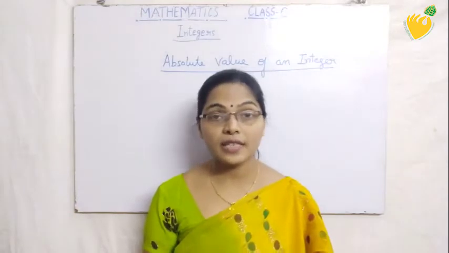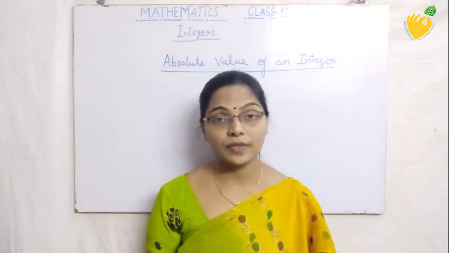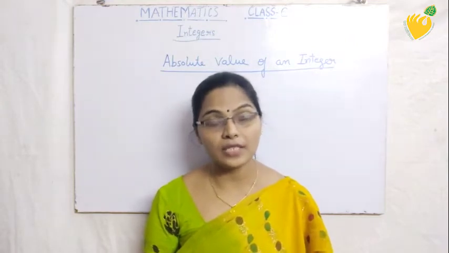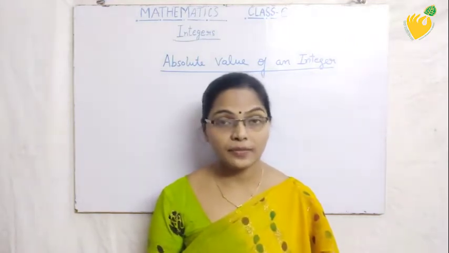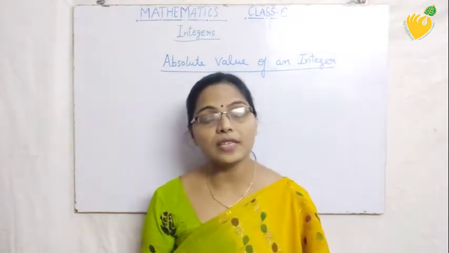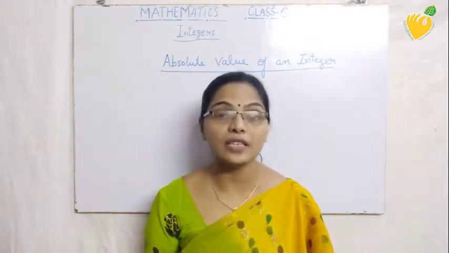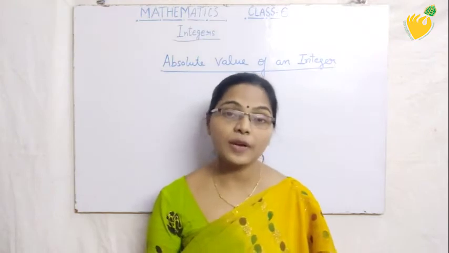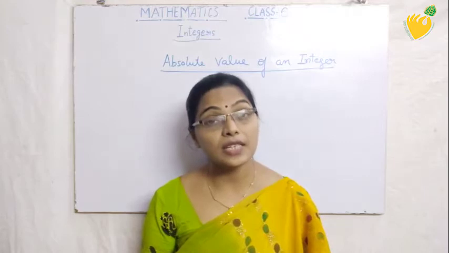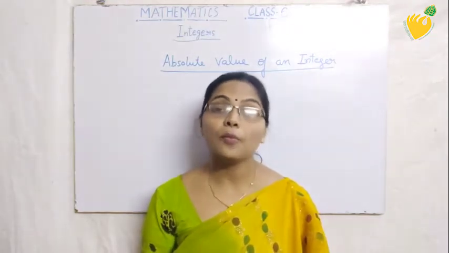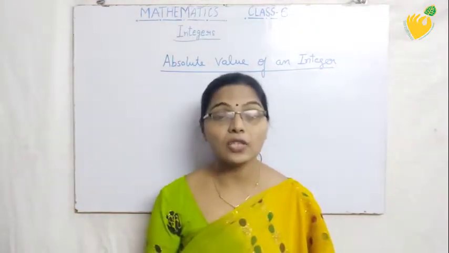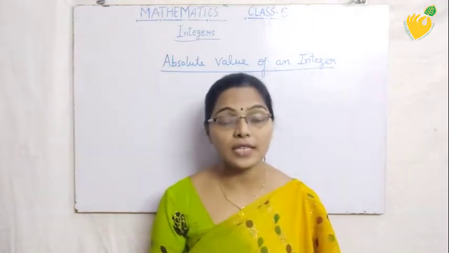Now students, let's learn the absolute value of an integer. The absolute value of an integer is the numerical value of the integer regardless of its sign. On a number line, the absolute value of an integer is considered as the distance of the integer from 0 irrespective of its direction. The absolute value of any integer a is denoted by mod of a, that is by drawing two vertical lines on either side of the integer.